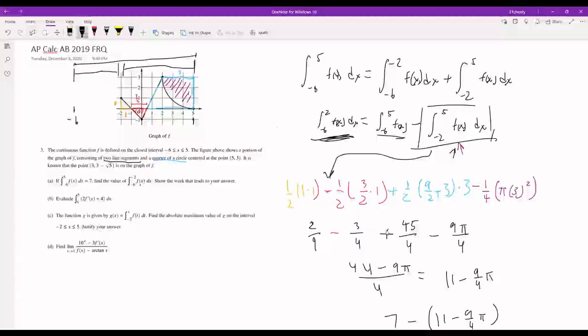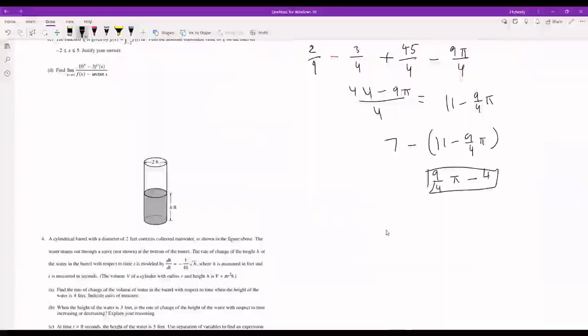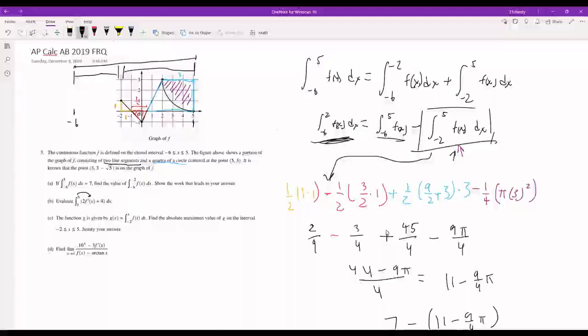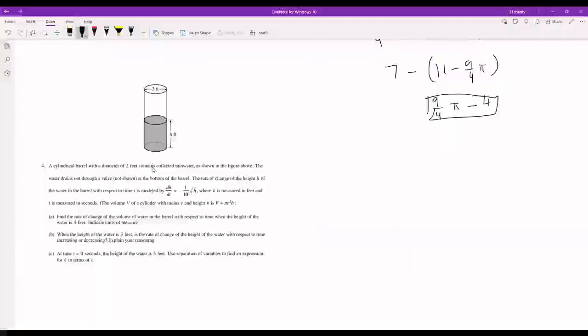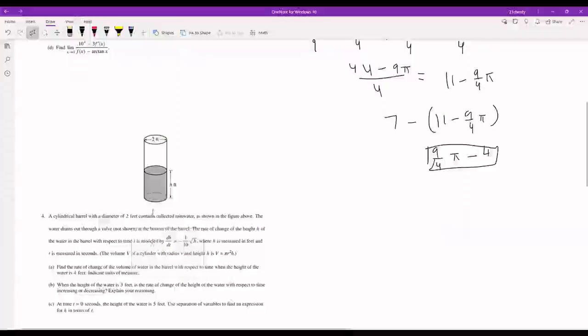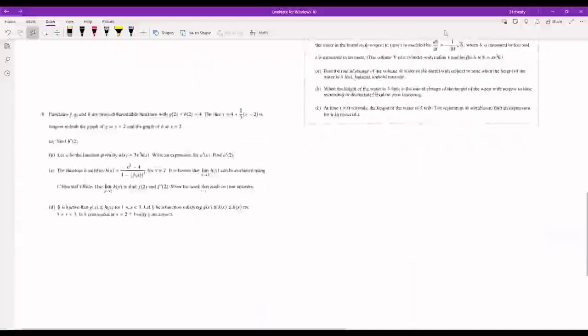Now part B, evaluate the integral from 3 to 5 of 2 times f prime of x plus 4 dx. So the first thing I notice here is that you have an integral and you have a derivative. And since those are just the opposite of each other by the fundamental theorem of calculus, I'm going to move this down.